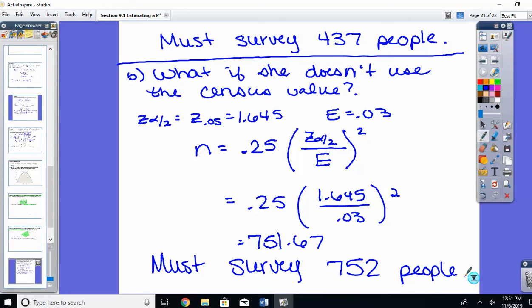So why did that change so much? Because basically we picked this value for P that would give us the largest possible window. So that's where the 0.5 came in. So this way is always going to give you a larger sample.